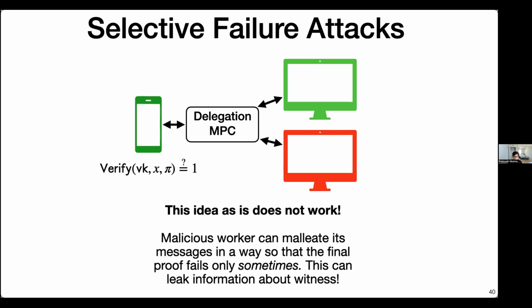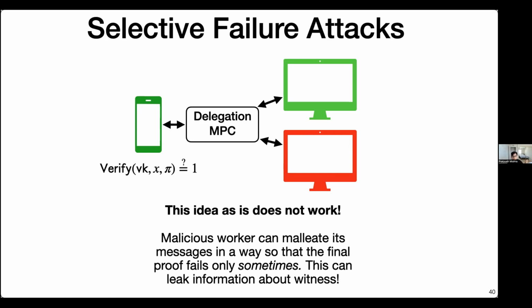Now I'm a malicious adversary. What I do is I malleate my share of x by adding 1 to it. So now if the actual value of x was 0, then the malleated value of x will be 1. But this will still pass the Booleanity check. It'll still pass the x times 1 minus x equals 0, and so the proof at the end will still be valid.